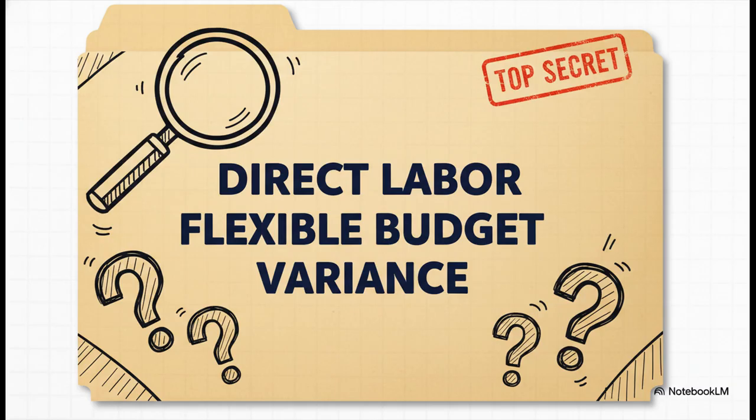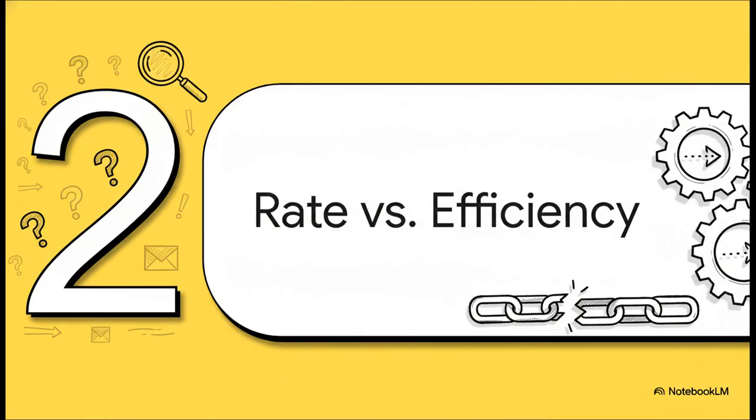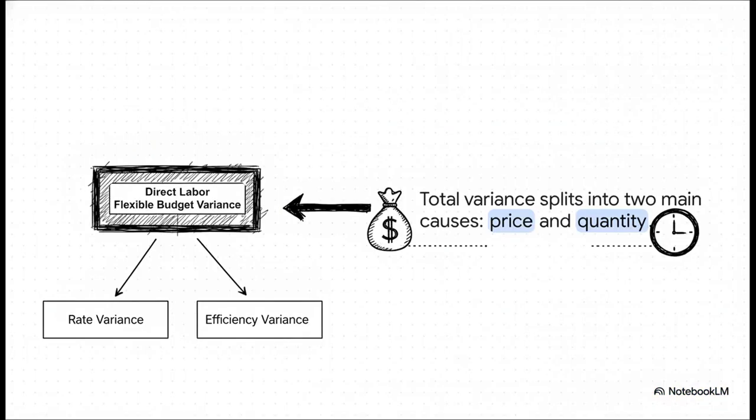But here's the thing. This one number tells us that we have a problem, but it doesn't tell us why. So, to solve this mystery, we can't just stare at the total number. We have to break it down. And luckily for us, any labor variance is really just made of two key components. Think of them as two crucial clues that are going to lead us right to the answer.